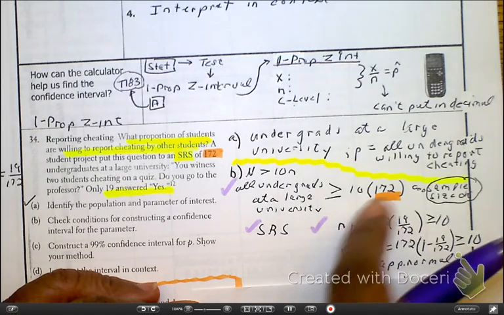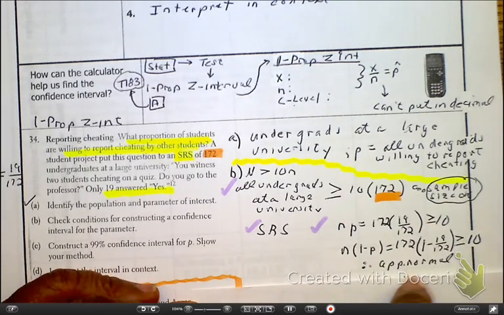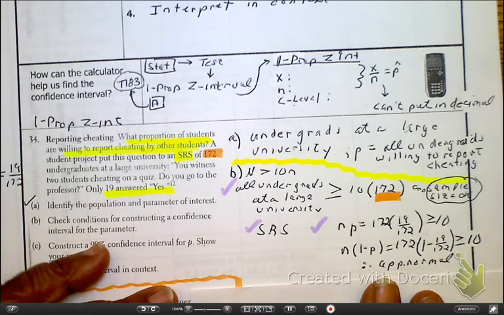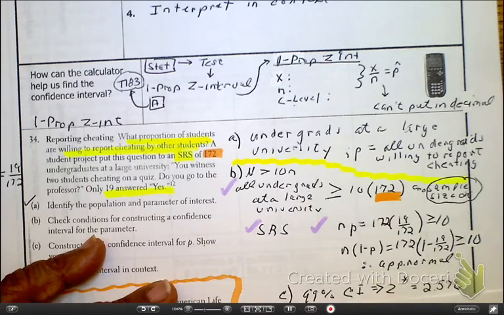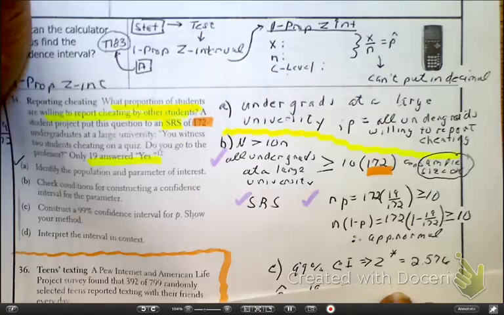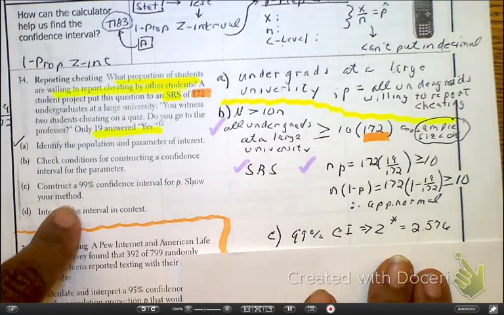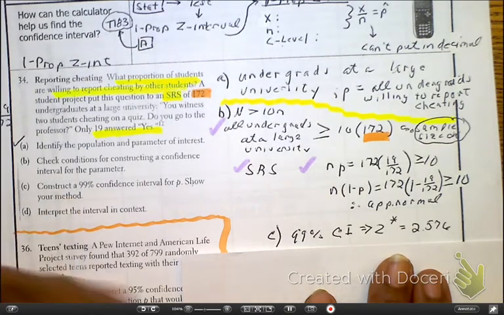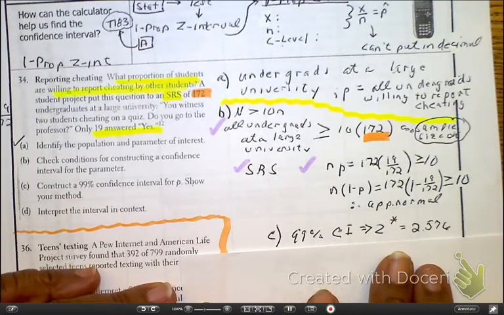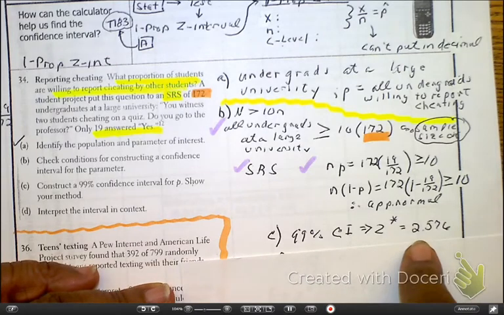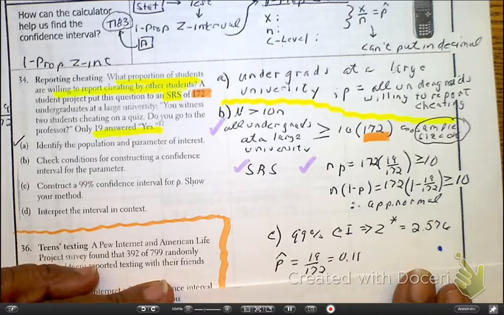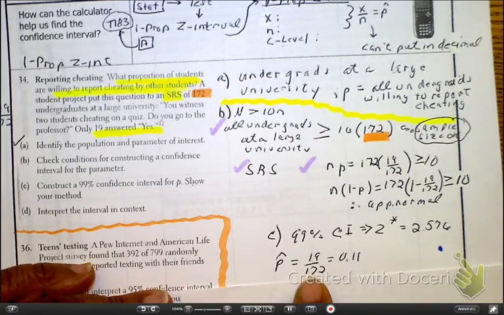Remember, this large count condition is all about determining that it's normal. So if it's normal, I can use z-score. But I don't have a z-score, but I do need the z-star, which means I need the z-score. Part C, we want to construct a 99% confidence interval. So here, 99%, our z-star is 2.576.